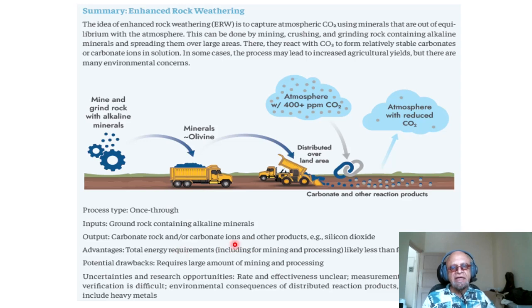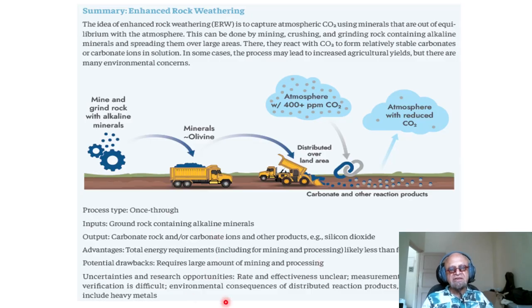Ground rock containing alkaline minerals are needed as inputs, and carbonate rocks and other carbonate ions and products like silicon dioxide are produced as outputs. Total energy requirements, including for mining and processing, are likely less than for cyclic systems, which is an advantage, but this requires large amount of mining and processing as a potential drawback.